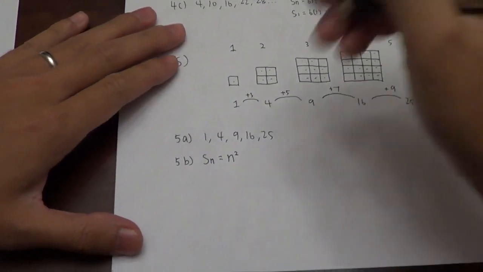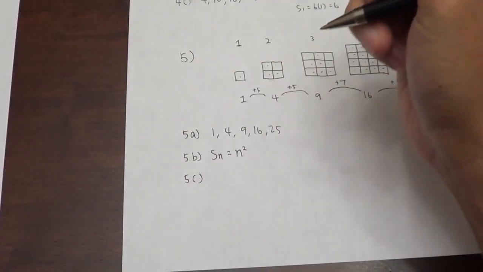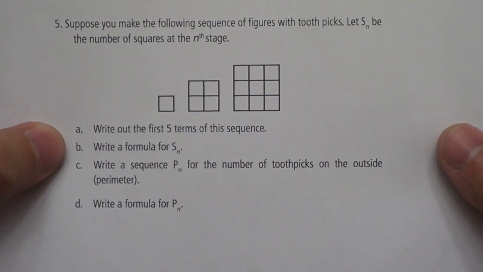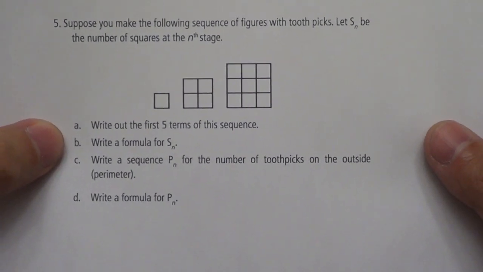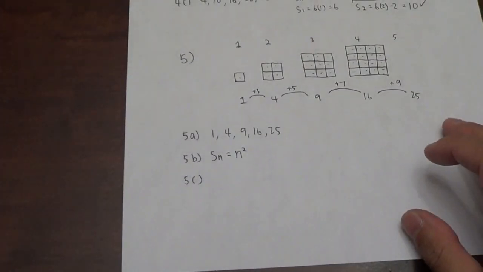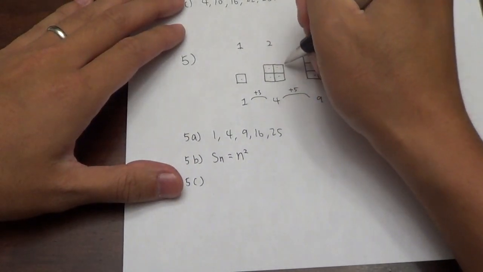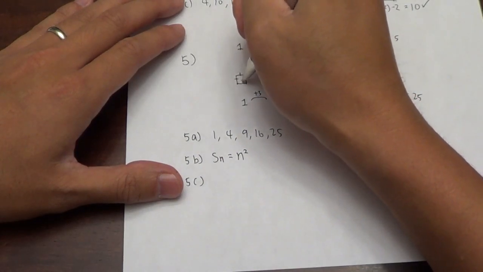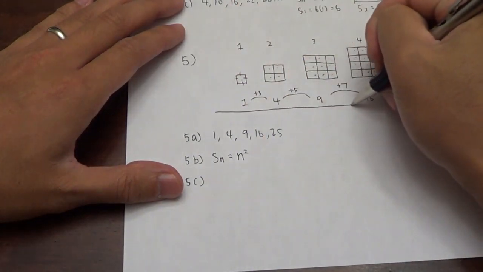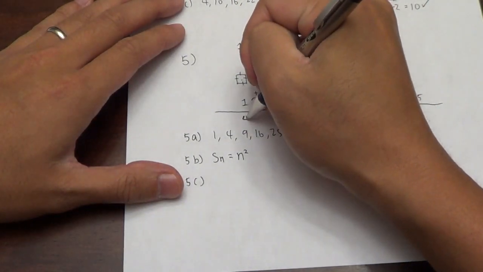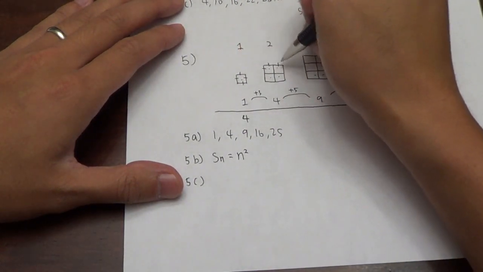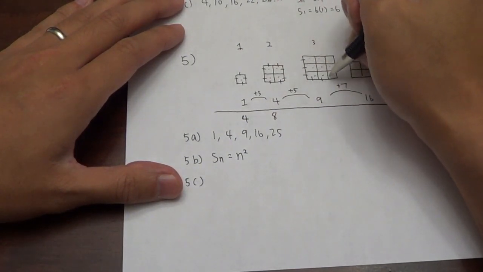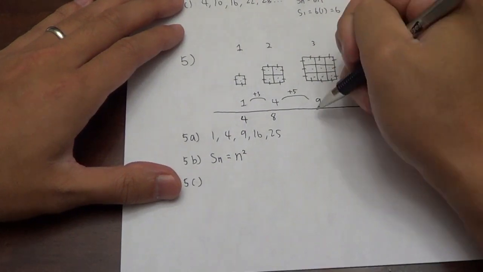All right. So moving on, 5C. Write a sequence P for the number of toothpicks on the outside. So just the perimeter of the square. That means we're only counting the toothpicks that make up the perimeter of each square. So this one we got 1, 2, 3, 4. Let's draw a line just to separate the two. 4. 1, 2, 3, 4, 5, 6, 7, 8. 1, 2, 3, 4, 5, 6, 7, 8, 9, 10, 11, 12.